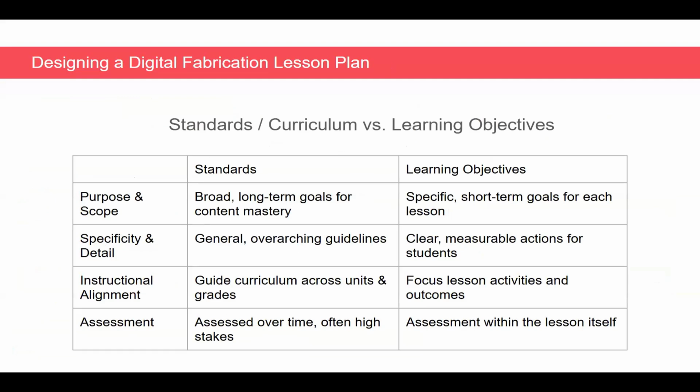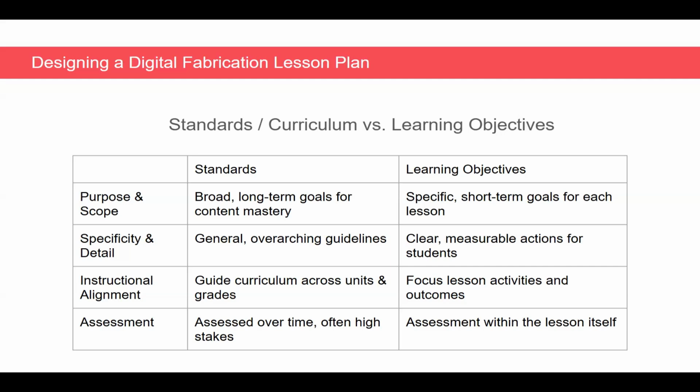So then let's talk a little bit about the curriculum or the standards versus the learning objectives, because what you're required to teach usually comes in a very wordy and descriptive and vague kind of format, but what your students will be doing should be pretty specific. So looking at the differences between what a standard would say versus what your learning objective would say is pretty important. The purpose and scope of a standard is really broad, and it's really about the long-term overarching content mastery. And then the learning objectives should be short and specific and for each lesson.